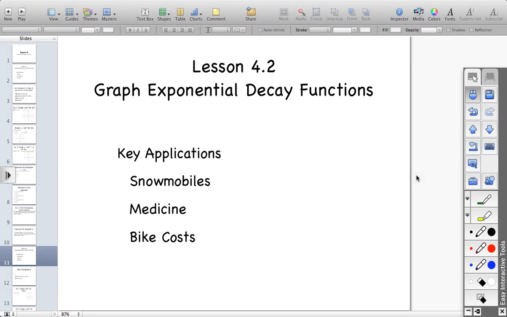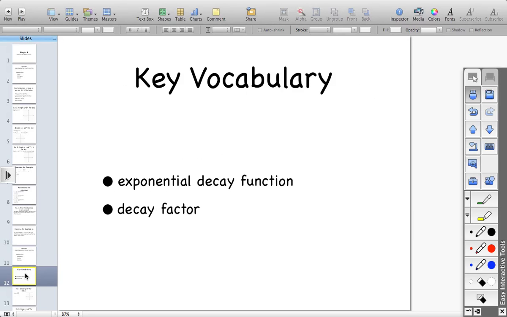that. All right, so let's take a look at some key vocabulary. So the exponential decay function, what makes this a decay function versus a growth function? How can I tell just by looking at it? And then the decay factor, of course, being that difference.